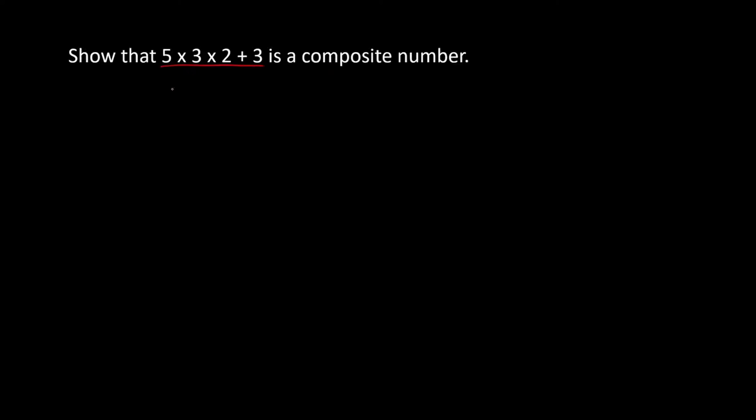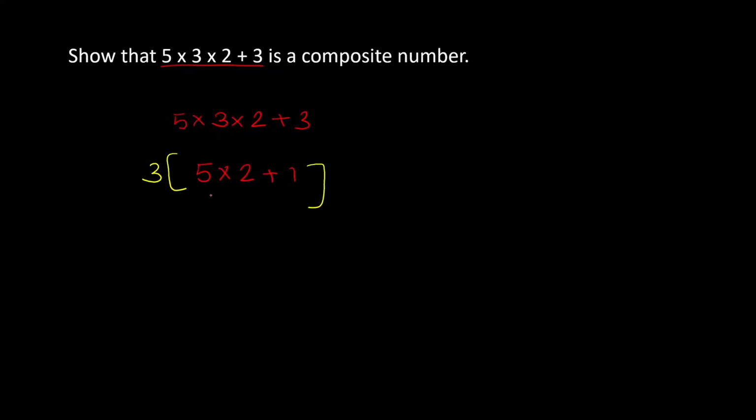To do that, let's write this down here: 5 times 3 times 2 plus 3. What we're going to do is take 3 common from here and from here. So we'll be left with 5 times 2 plus 1. Why 1? Because we took 3 common, and 3 is basically 3 times 1, right? That's why.